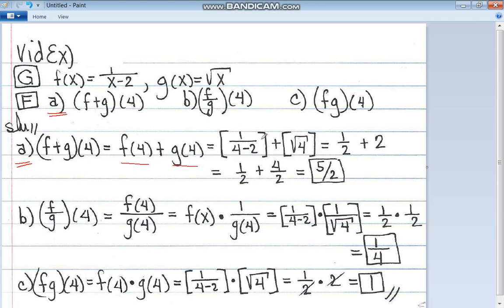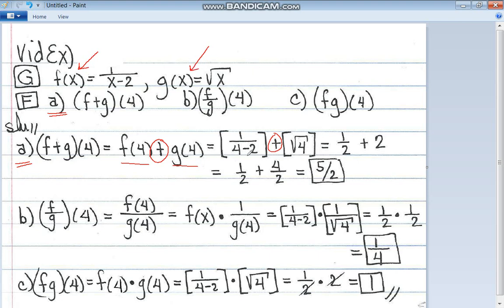Okay, let's put a bracket in place of f of 4. What is f of 4? Go back up here to the f function and replace x with 4. You get 1 over 4 minus 2. Then this plus sign comes next, and in the next bracket we'll evaluate g of 4. Go back to the g function, let x equal 4, you get the square root of 4.